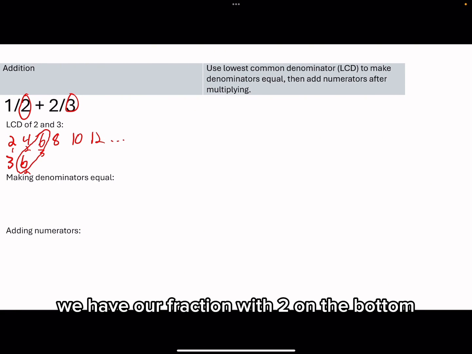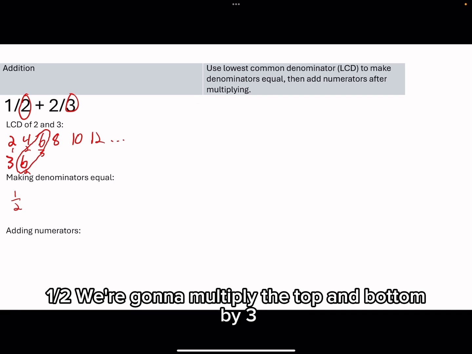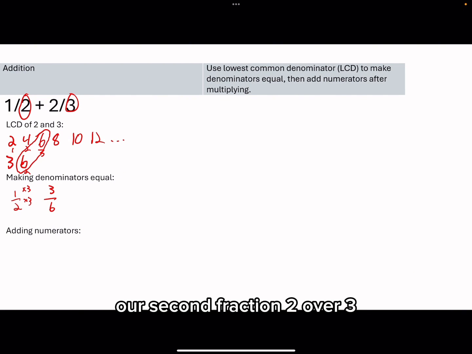So we have our fraction with 2 on the bottom, 1/2. We're going to multiply the top and bottom by 3. So this gives us 3/6. Okay. Our second fraction, 2 over 3.